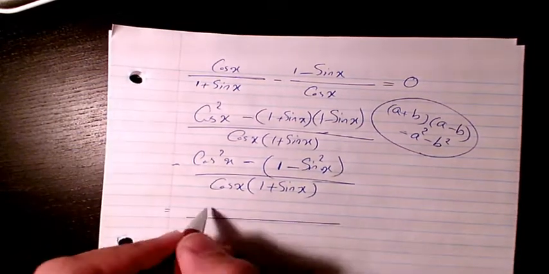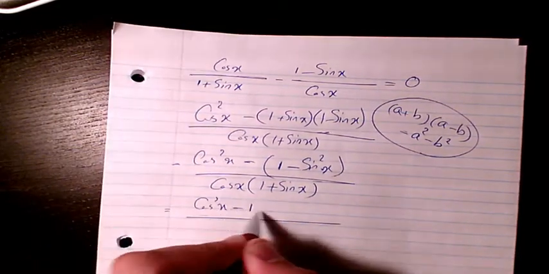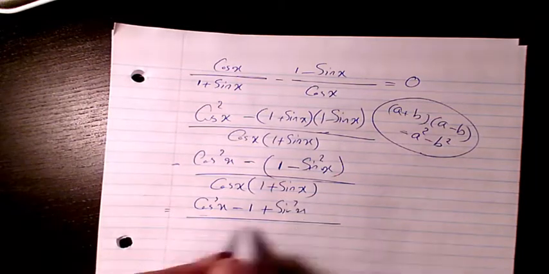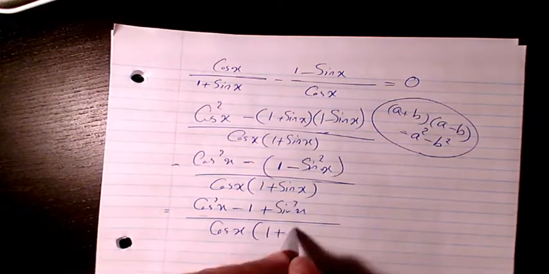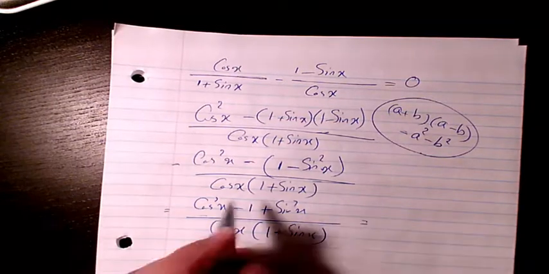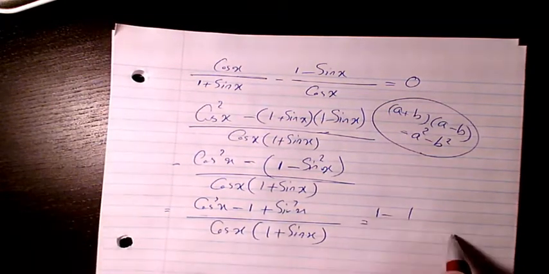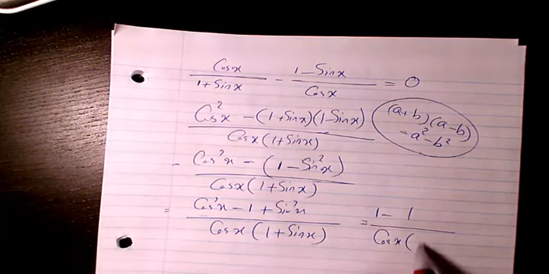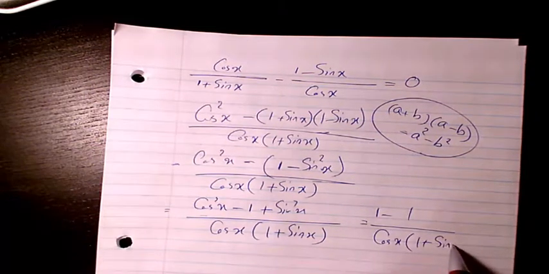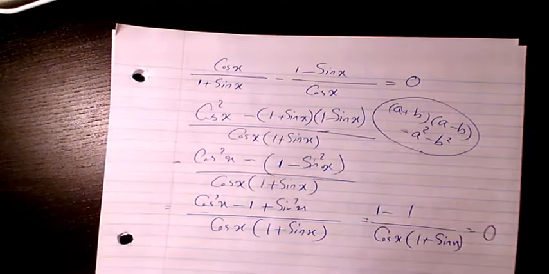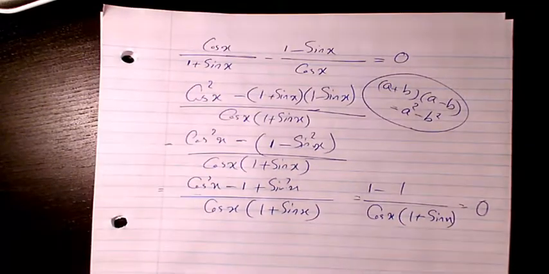So we will have cosine squared x minus 1 plus sine squared x, over cosine x times 1 plus sine x. So sine squared plus cosine squared is going to be 1, minus 1, divided by cosine x times 1 plus sine x. The numerator is 0, so the whole answer is going to be 0 as well.